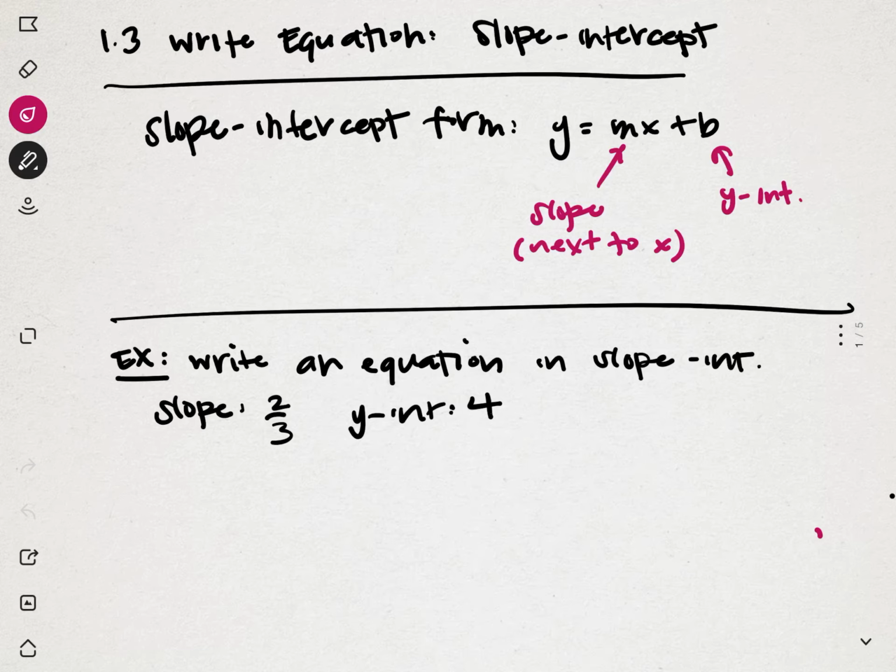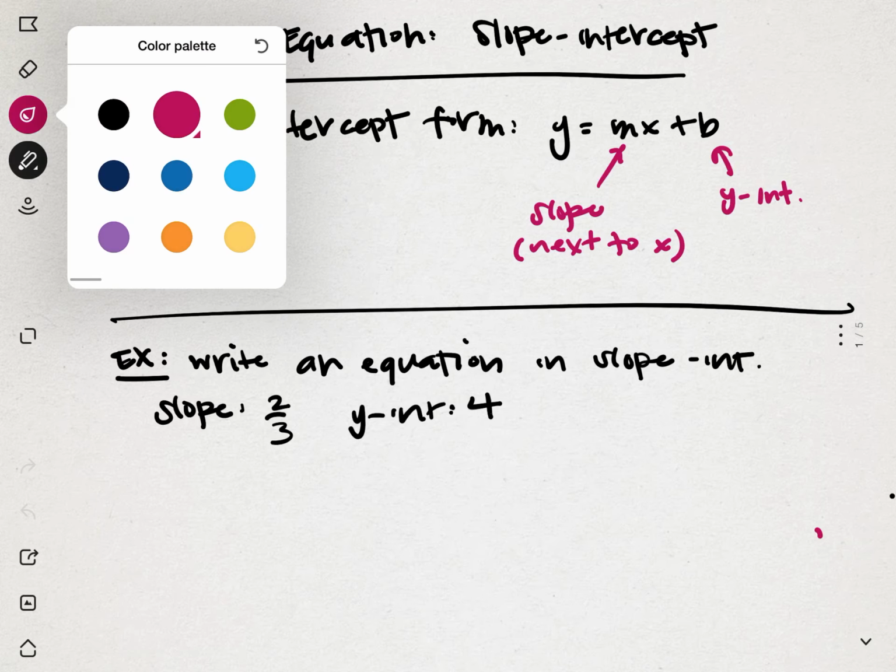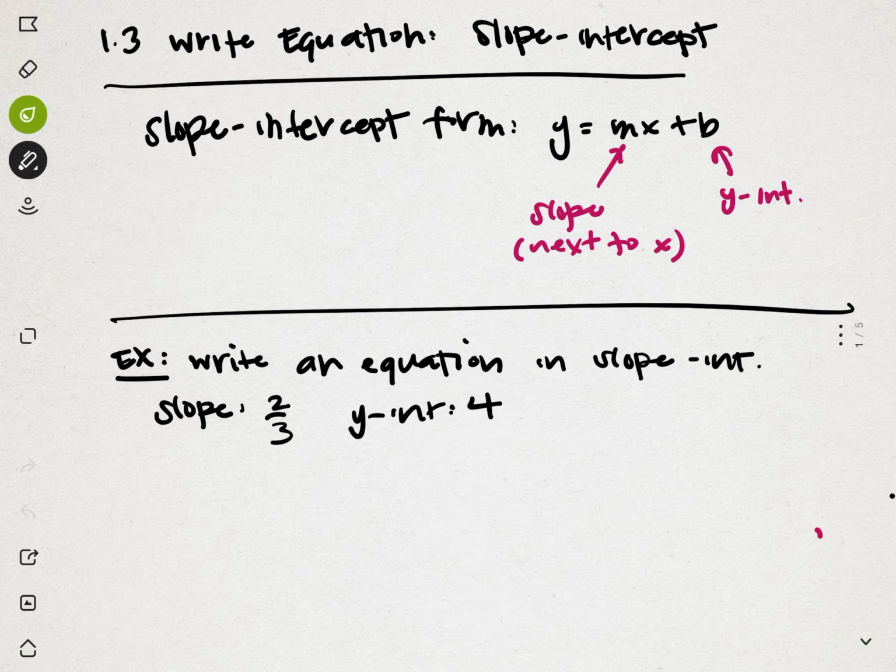We're writing equations in slope-intercept form. So first of all, we need to go ahead and review slope-intercept form. Slope-intercept form looks like y equals mx plus b. M represents our slope. It's always next to our x. And then our y-intercept is represented by b. That's always the constant. All right, so the first example we're doing is we're writing an equation in slope-intercept form.